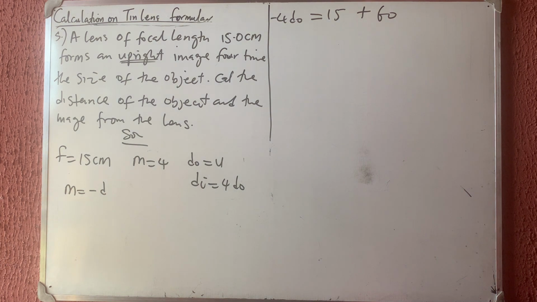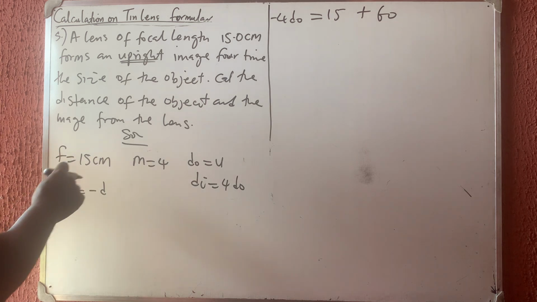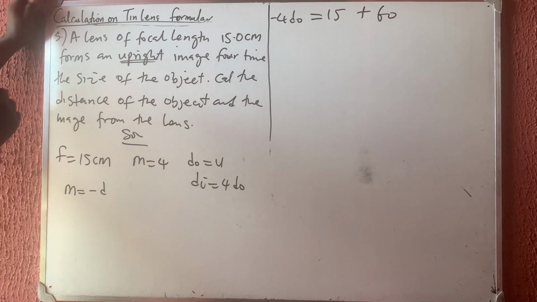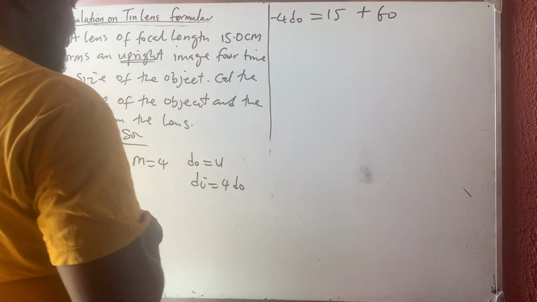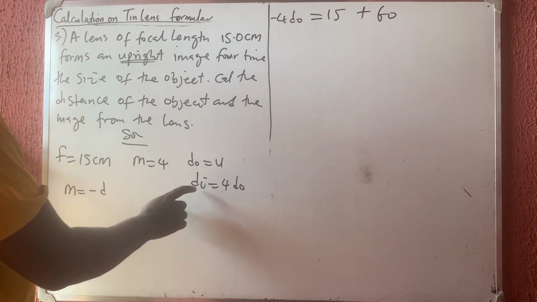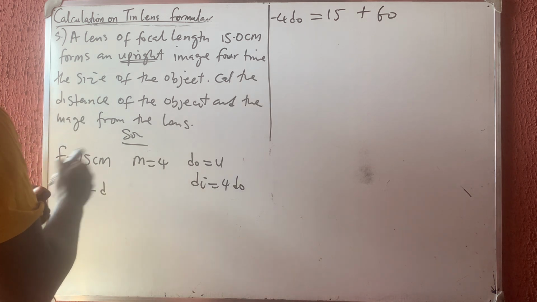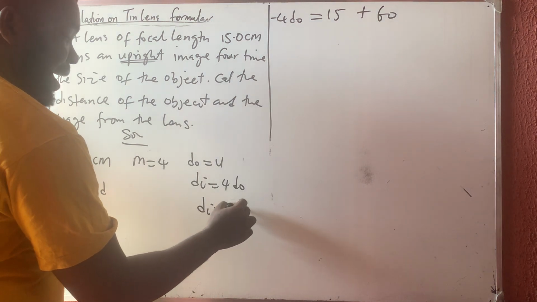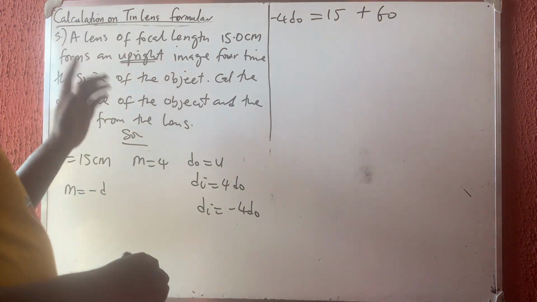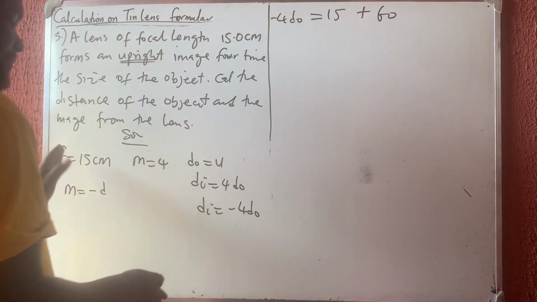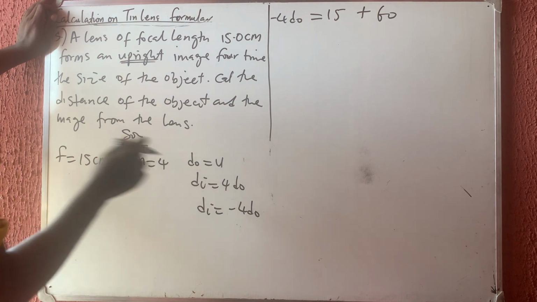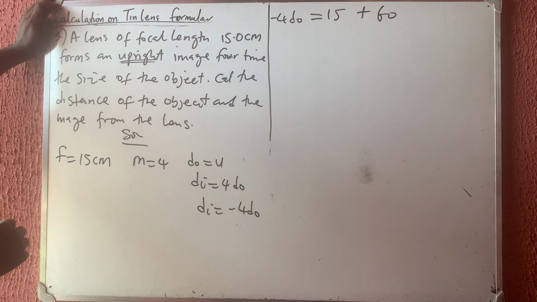If it is upright, the only thing that will make it upright is if our DI is negative. I hope you know this. So our DI is going to be minus 4 DO. You understand? Because if it is upright, then it is not formed at the right-hand side. It is formed at the left-hand side. So that is what you need to know.